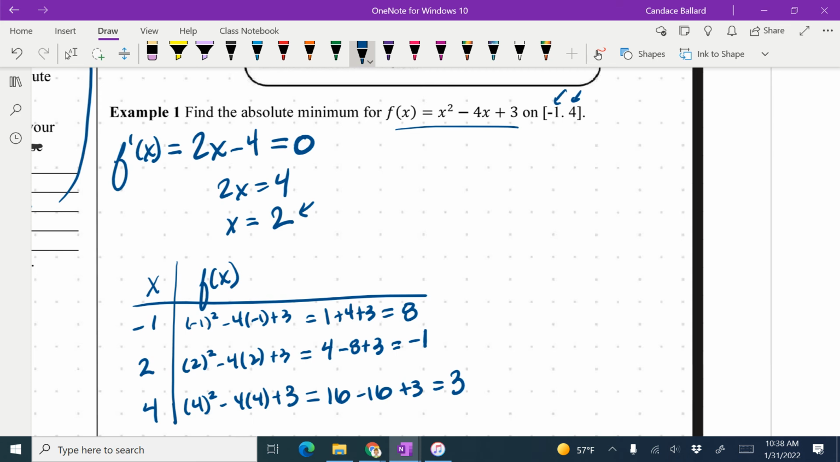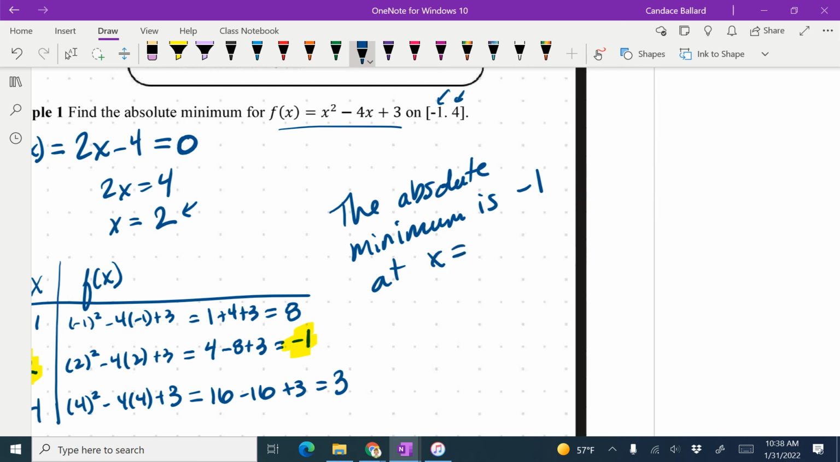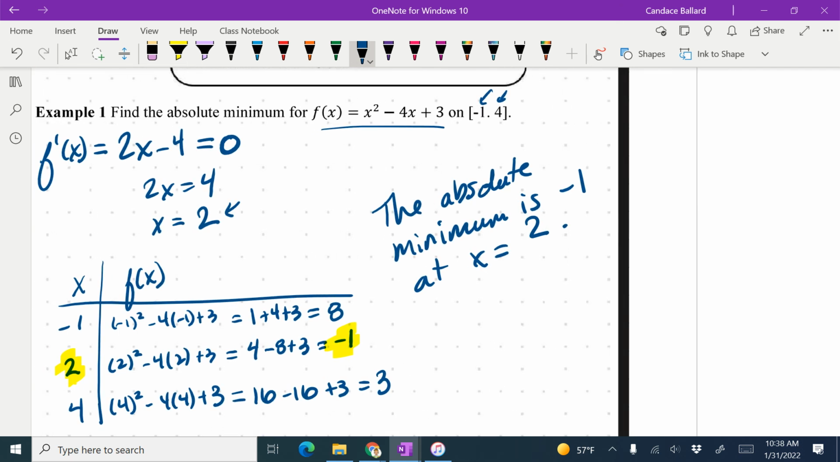Okay, what's the smallest value we got? -1 was our smallest, right? At this x value. Okay, so let's write our concluding sentence here. All right, so the absolute minimum is, and this is where you put your y value, -1, at x equals 2. It's pretty cut and dry, okay?